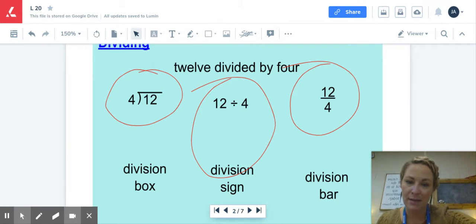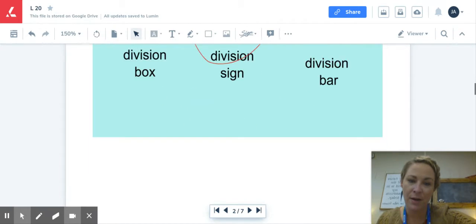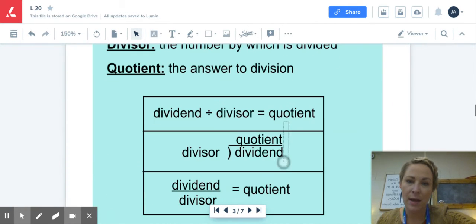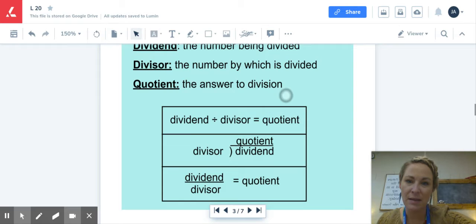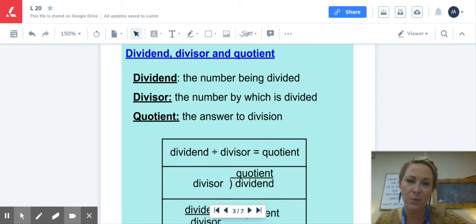Let's just go ahead and scroll down here a little bit further. We're going to pause and look at some of these vocabulary terms. I told you these are super important for you to know. The dividend, I wish I knew a good trick for remembering these, and I don't have one yet. But if I can think of one, I'll share that out with you. The dividend is your number that goes inside of the box. You can see that right here. The divisor is on the outside, and then of course your quotient is your answer to any division problem.